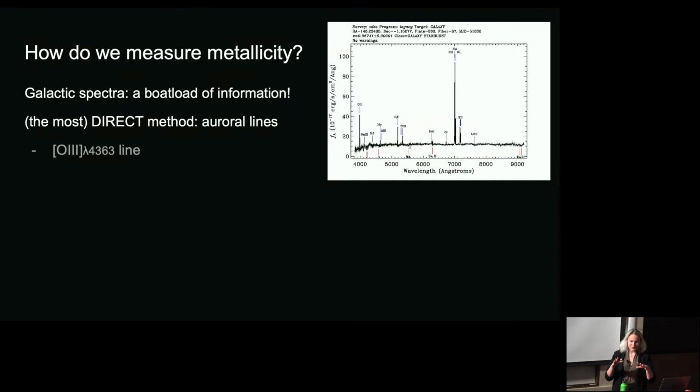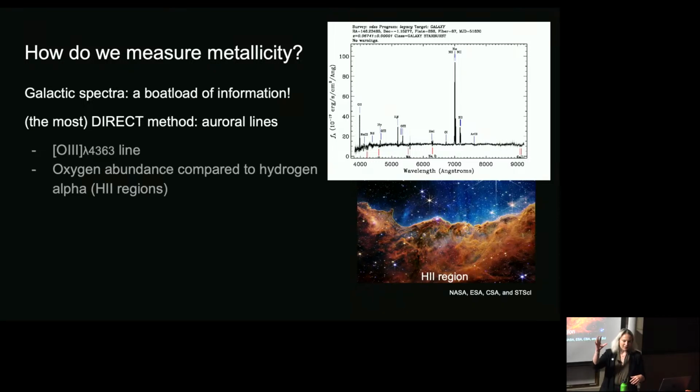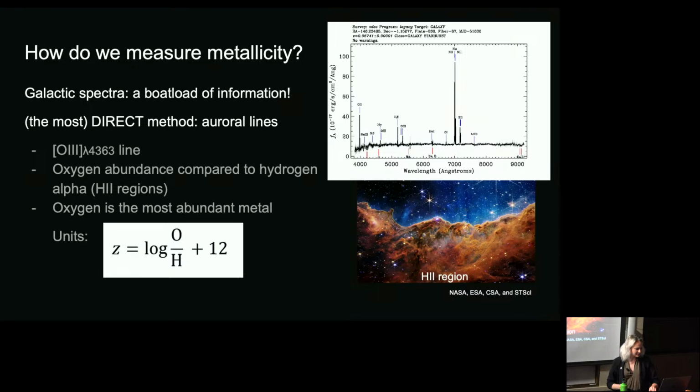Now, the most direct way to measure this metallicity is through what we call an auroral line. And this is a temperature-sensitive emission line. The most commonly used one is this O3, 4363 line. And we measure its abundance against hydrogen alpha, which is formed in these star-forming galaxies in the H2 regions that surround the young, hot stars. We also look at oxygen because it's the most abundant of these metals. And here are the units that we use for metallicity.